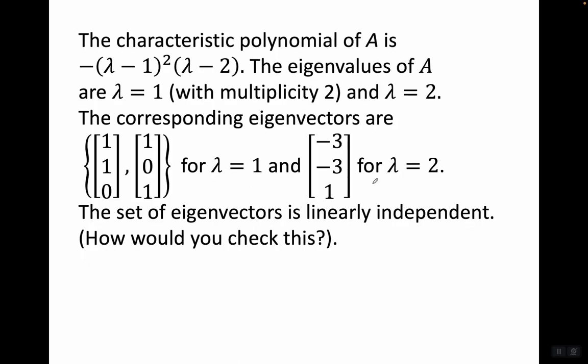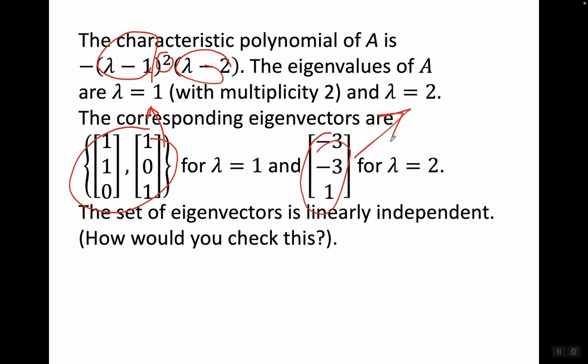Okay, the characteristic polynomial is going to be negative lambda minus 1 squared times lambda minus 2. Don't verify that, it just is. So the eigenvalues of A are going to be lambda equals 1 with multiplicity 2 and lambda equals 2. The corresponding eigenvectors, again, it just turns out this way, you don't need to check it, are going to be (1, 1, 0) and (1, 0, 1) for lambda equals 1, and (-3, 1) for lambda equals 2.